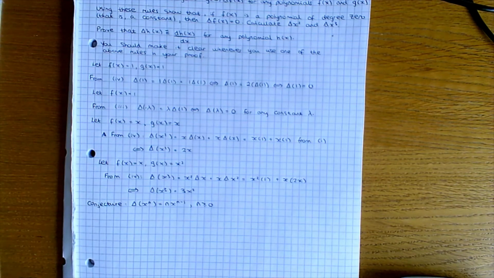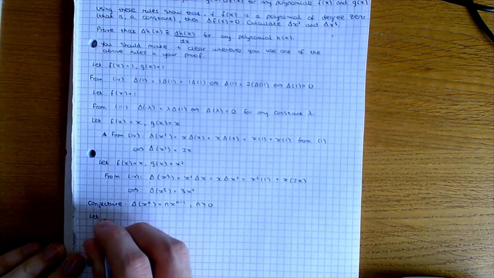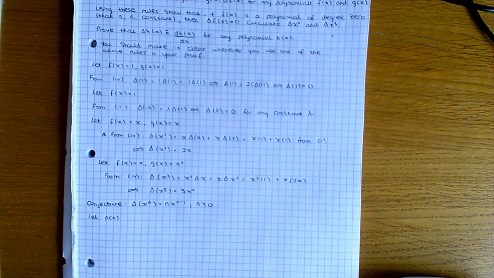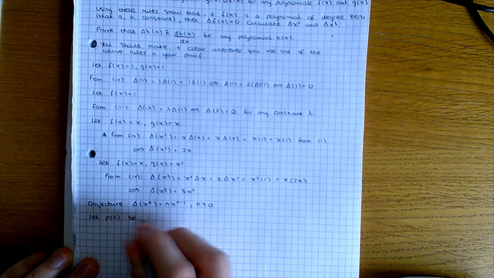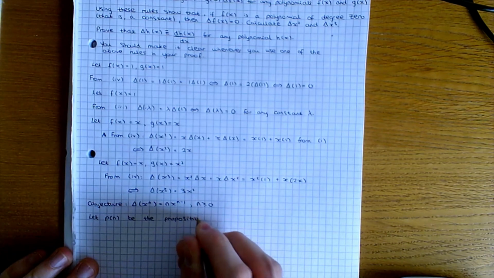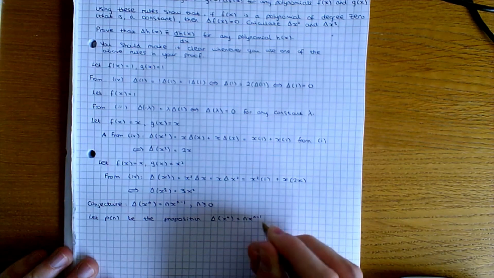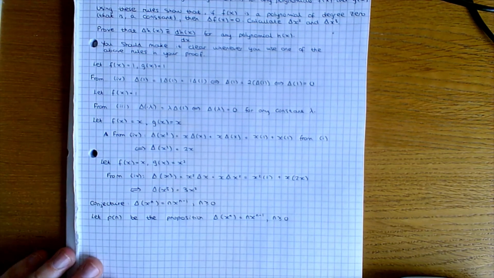How would we prove that? Well, we only actually need to prove this for all natural numbers, and so we're going to prove it by induction. So remember how I set out the induction last time. I said let P of n be the proposition that delta of x to the n equals nx to the n minus 1, and this is for n greater than or equal to 0.